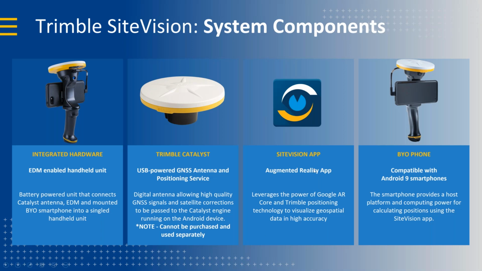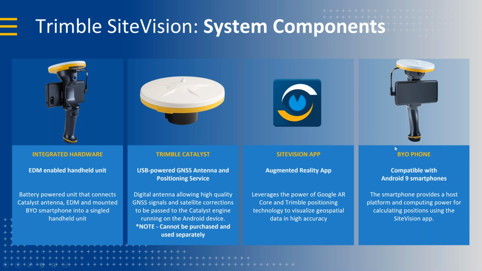Also, the SiteVision app, which you download from the Google Play Store. And what we've done is we paired the Catalyst, our GNSS knowledge at Trimble here, with the Google AR Core, and this is what gives us that centimeter accuracy.